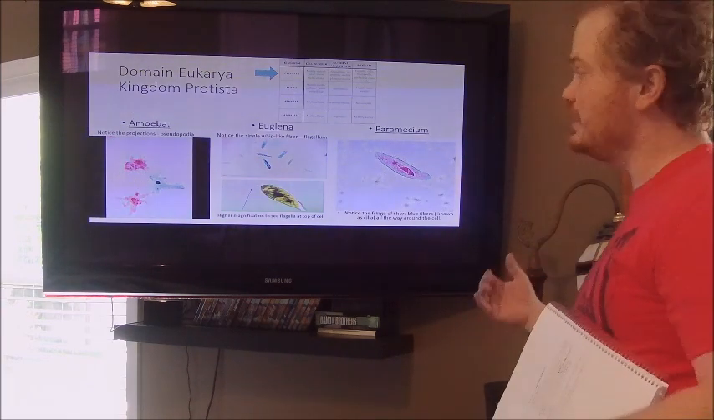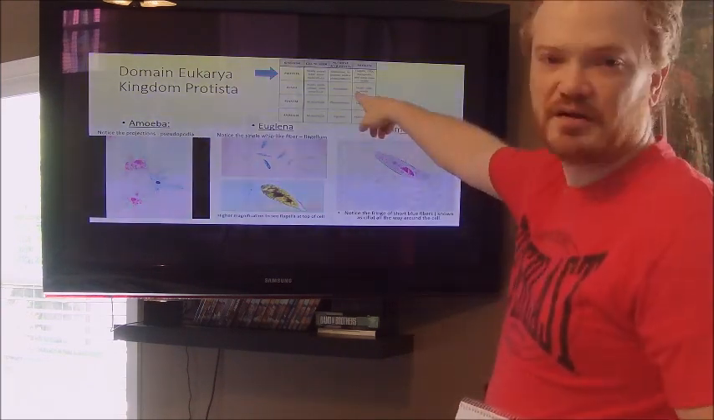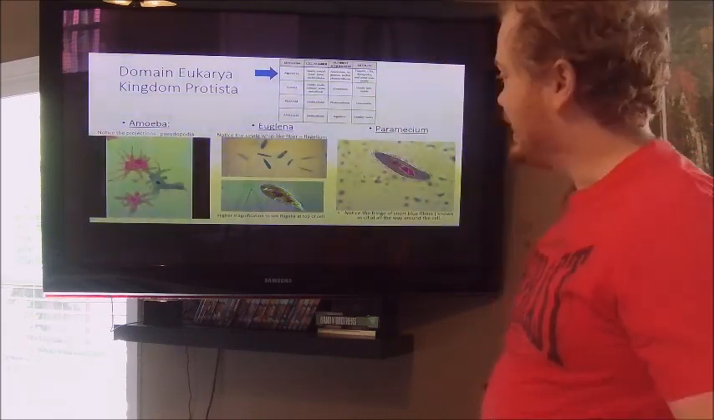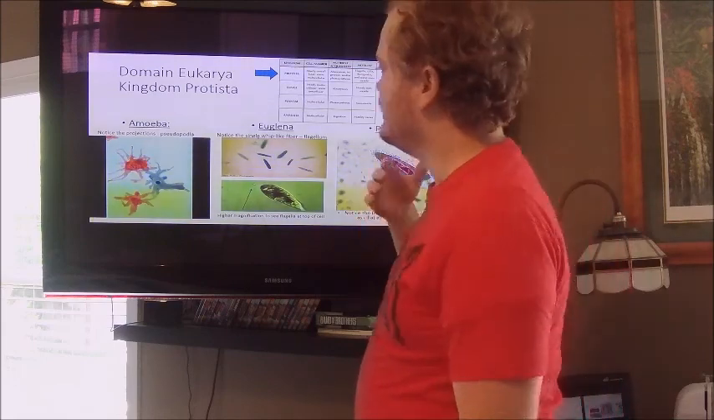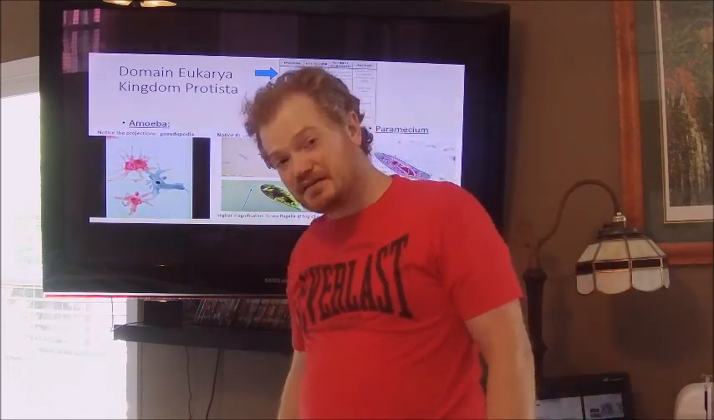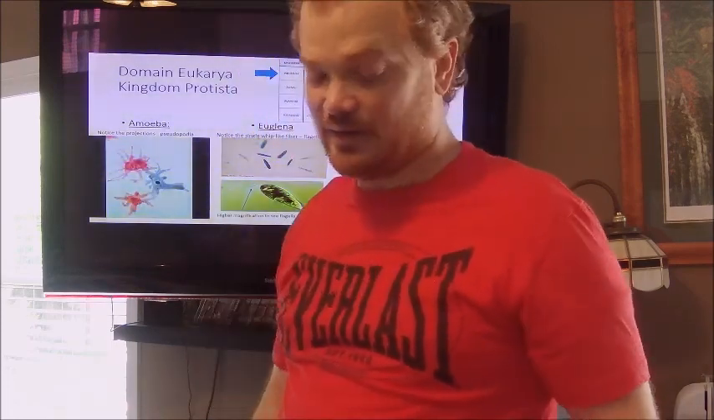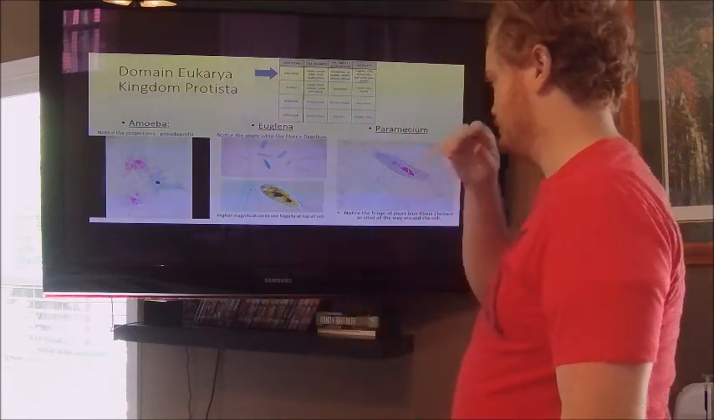Domain Eukarya, kingdom Protista. And here's that chart I was telling you about previously, so we're going to start on the Protists. Protists are a catch-all. Protista contains organisms that are very distinctly different from one another. There's a whole host of very unique organisms. Some of them act like bacteria, some of them act like animals, some of them are small, some of them are large. It's just highly varied. Basically, Kingdom Protista is the catch-all for everything that doesn't fit somewhere else. So let's talk about it.